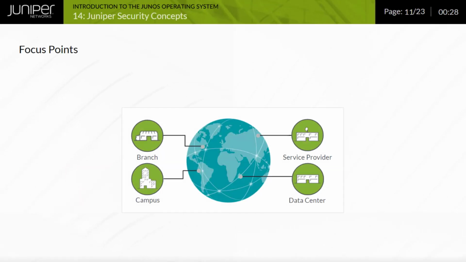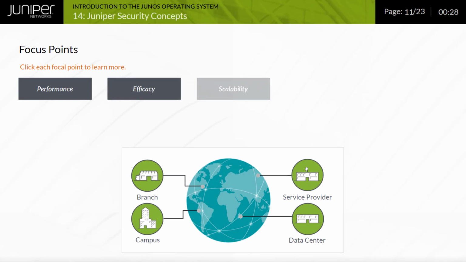In order to offer better network security, you must focus on the factors that optimize security in a network. Juniper has identified 5 focus points when implementing a secure network. Click each focal point to learn more.